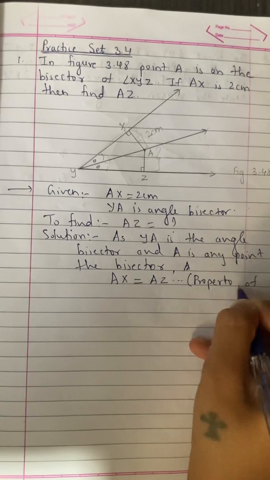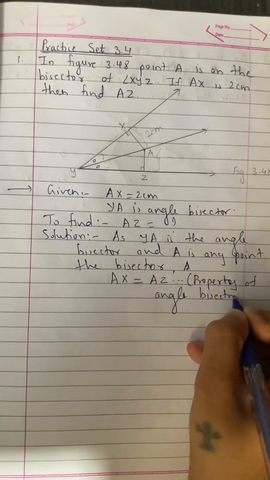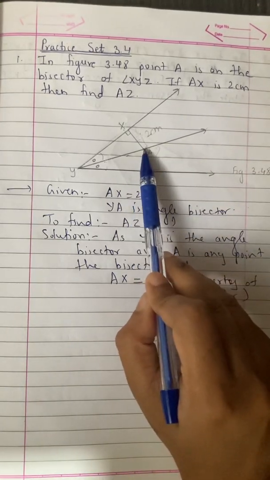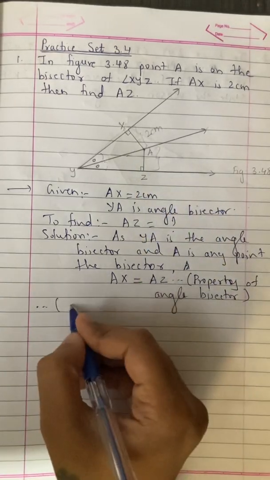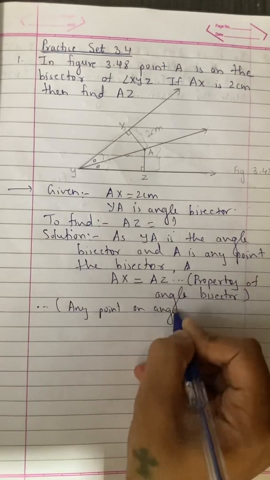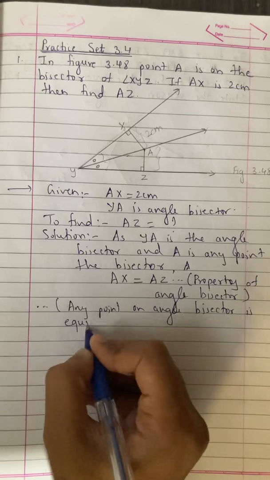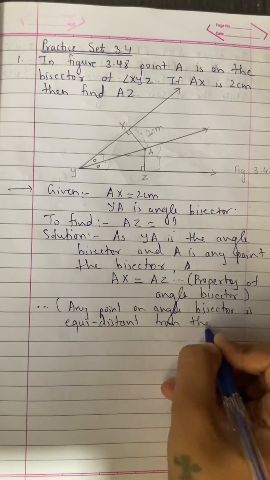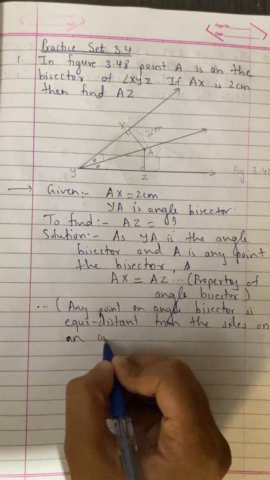Property of angle bisector. You can just write down property of angle bisector, or any point on the angle bisector is going to be equidistant from the sides of the angle. That you can also write down. So I'll write down that reason also. Any point on angle bisector is equidistant from the sides of an angle.